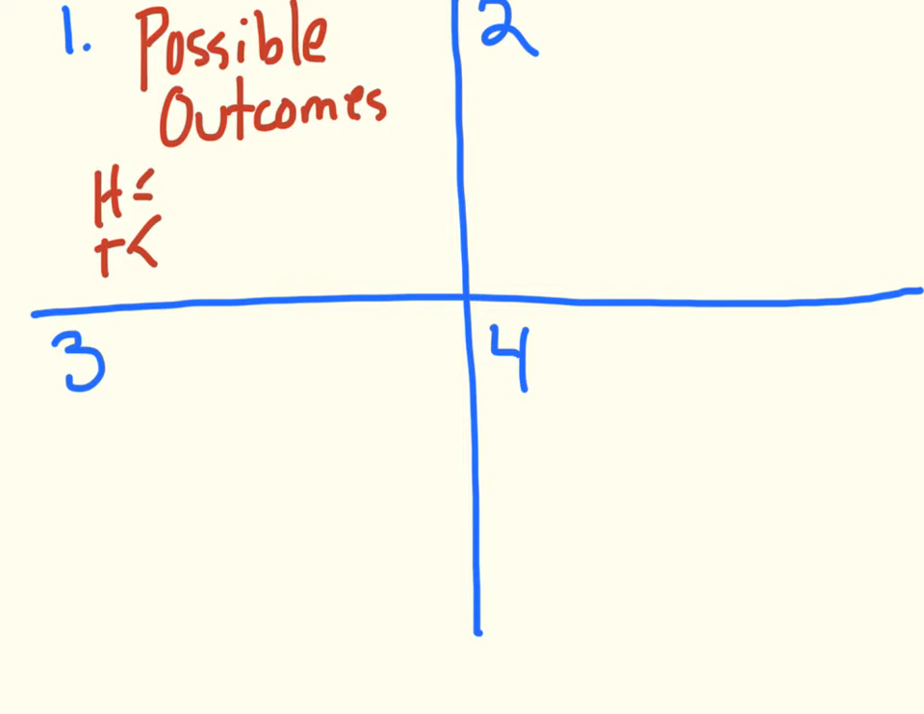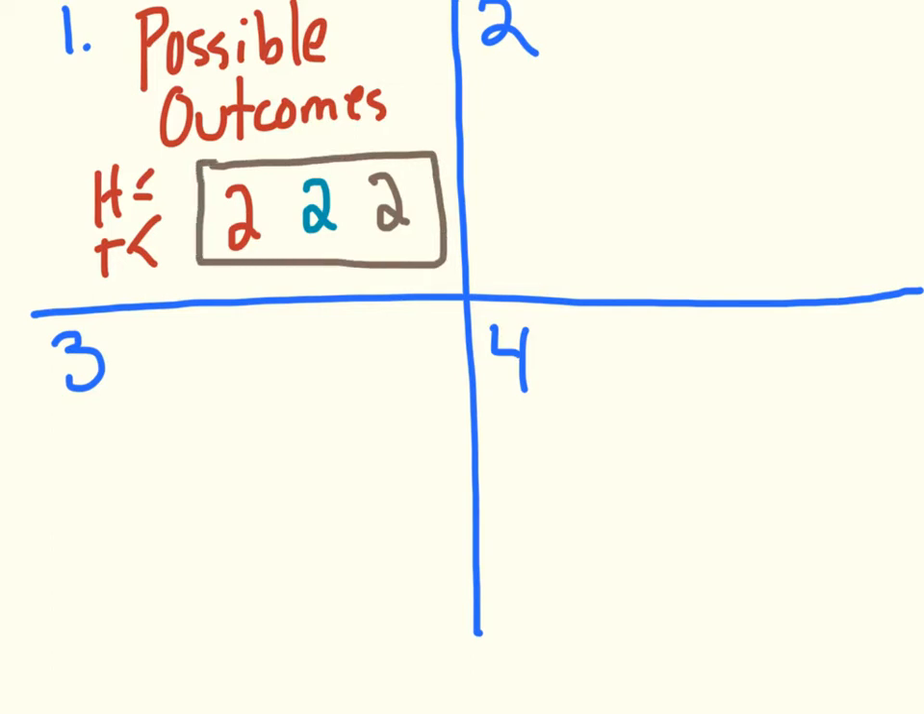So in my first coin, I have 2 different outcomes. In my second coin, I also have 2 different outcomes. In my third coin, again, I'm going to have 2 outcomes. 3 coins, all with 2 different outcomes. The easiest way to solve this problem is to take 2 times 2 times 2. That is going to leave me with 8 possible outcomes in this experiment.